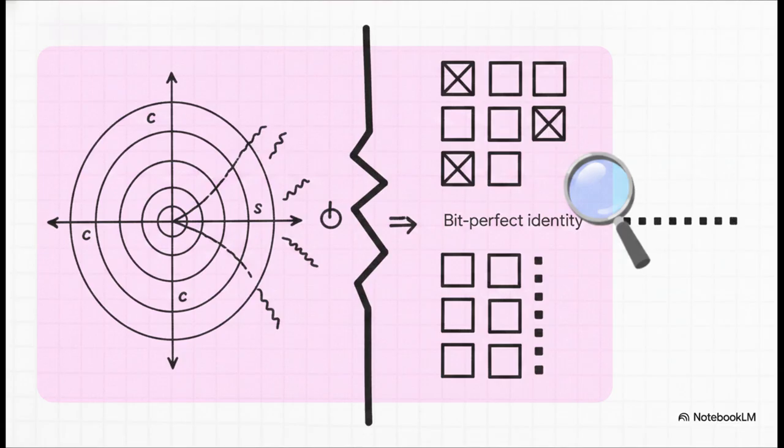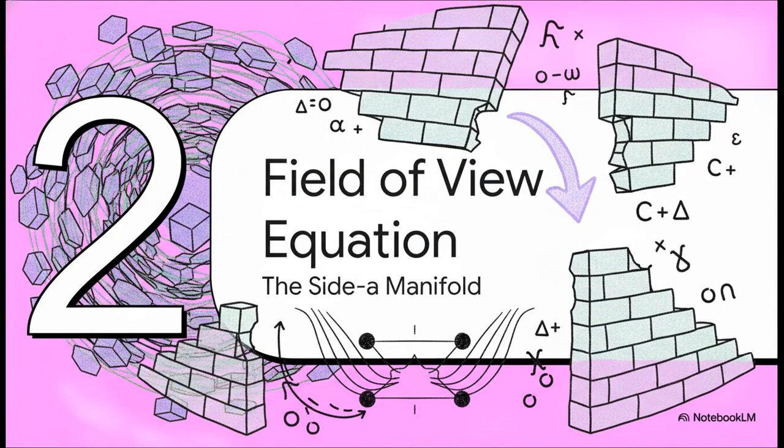It's kind of like, imagine you're trying to precisely locate a single, sharp pixel on a screen, but your math just forces it to blur across 3 different pixels. That right there is the trig wall, and we desperately need a way to maintain bit-perfect identity without all that blurring. That brings us to section 2.